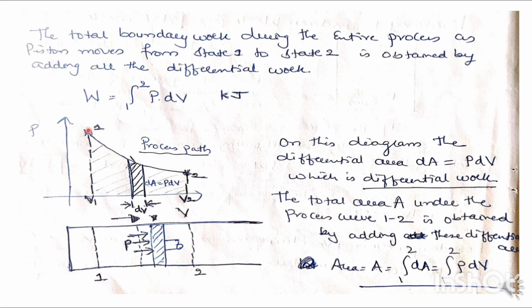Already we know that this entire area represents the work done during this process. So if I want to calculate this entire area A, how will I represent this? Integration of 1 to 2 dA, the differential area. That means I am going to add all these differential areas, which indicates the total area. So I can represent this by this symbol: integration of 1 to 2 dA is nothing but P into dV, which is the differential work here.